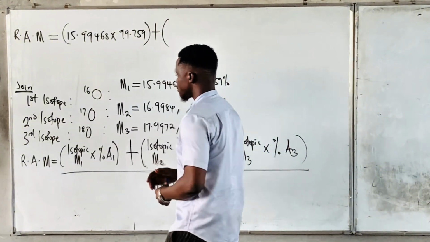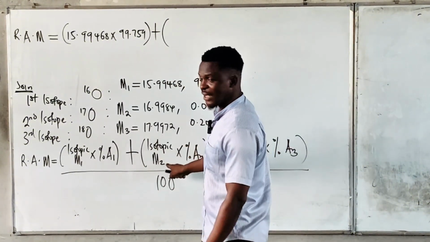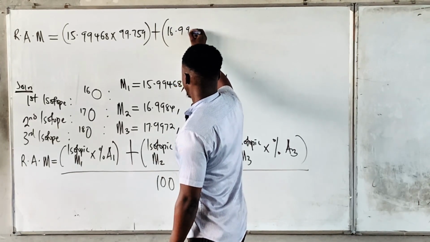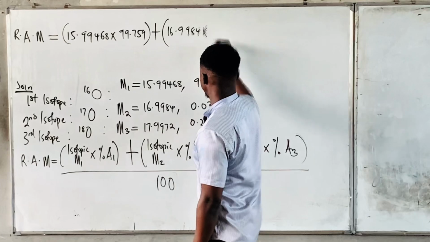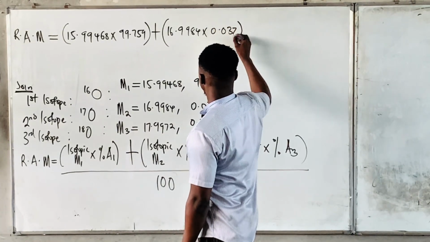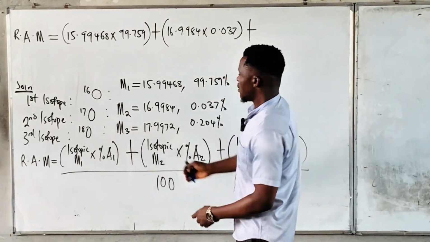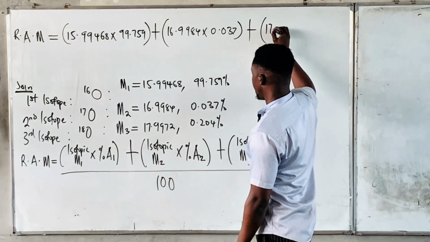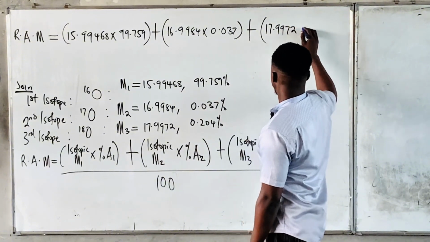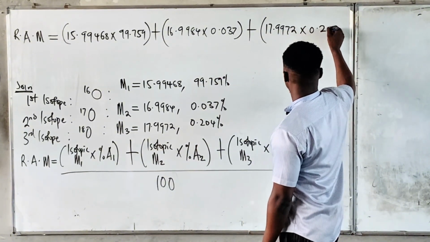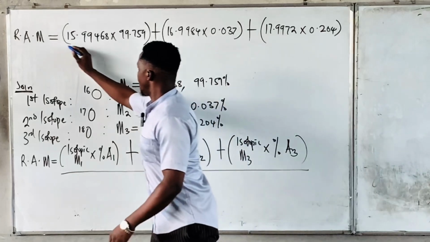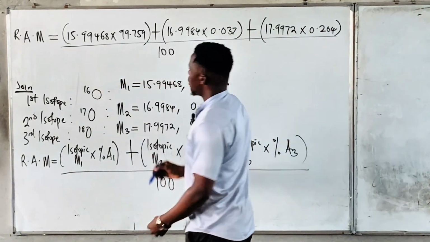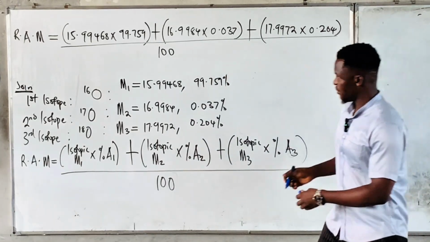plus isotopic mass 2, which is this guy, 16.9984 times the abundance is 0.037 plus isotopic mass 3 is going to be 17.9972 times 0.204. Now this is divided by 100. As simple as that. Please, your calculator should actually help us out here.